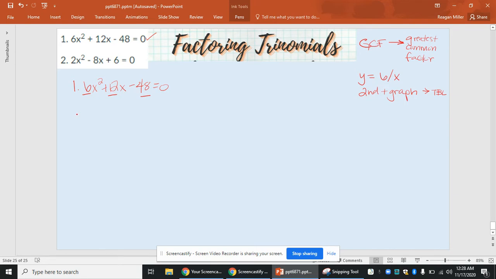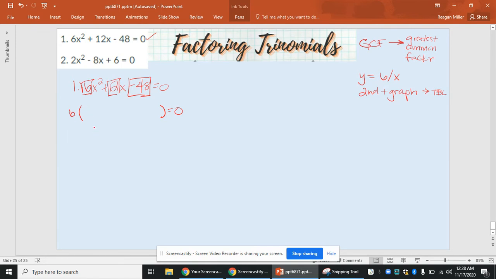Okay, for us here, I'm going to go ahead and tell you that the GCF is 6. All right, so I'm going to factor out a 6. When I pull my 6 outside, I have to use my parentheses here. Okay, and what I do is each of these coefficients, so we have 6, 12, and negative 48. I'm going to divide each of these numbers by 6.